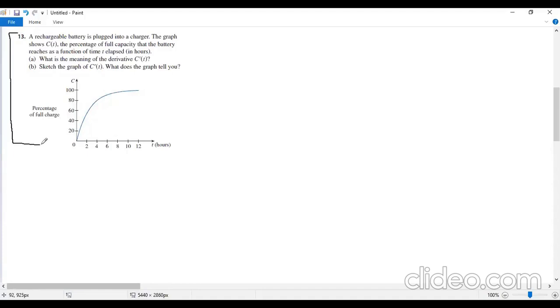So in this particular case, it's essentially saying that a rechargeable battery is plugged into a charger. The graph shows C of t, the percentage of full capacity that the battery reaches as a function of time elapsed in hours. And so for part A, it's asking what is the meaning of the derivative C prime of t? And then for part B, it says sketch the graph of C prime of t. What does that tell you?